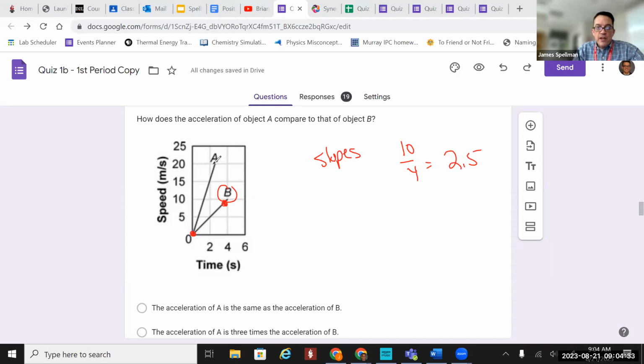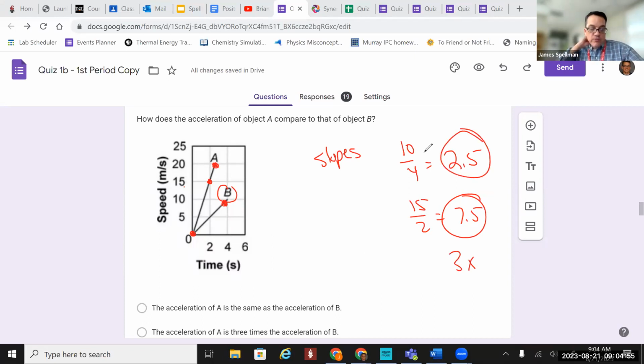If I do line A, then again, I go up 20 and over. Well, it's hard to see on this one, so I could probably better pick that point because it's on the line. So I can go up 15 and over 2. That is 7.5. And if we're comparing them, 7.5 is 3 times bigger than 2.5. If you divide 7.5 by 2.5, you get 3. So the acceleration of A is 3 times as large as the acceleration of B.